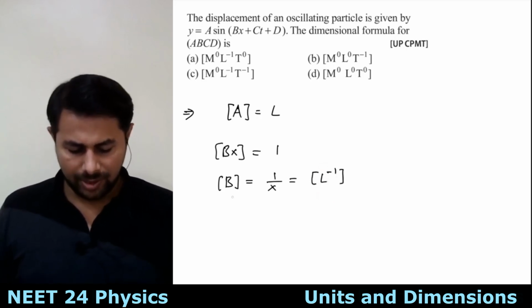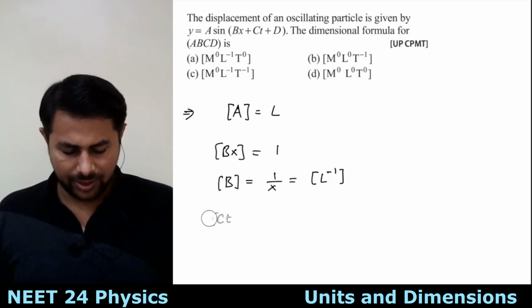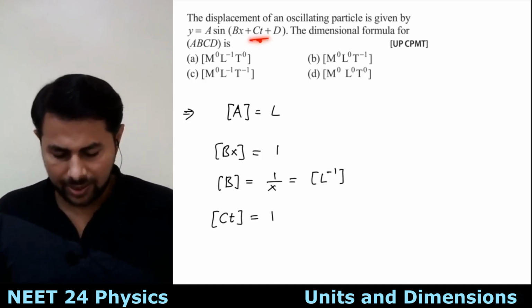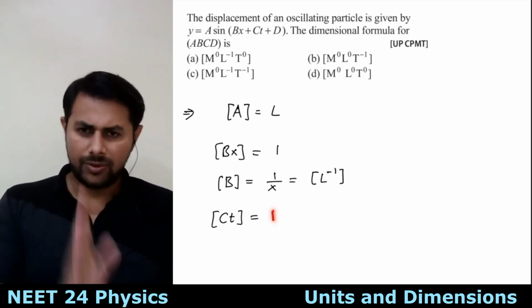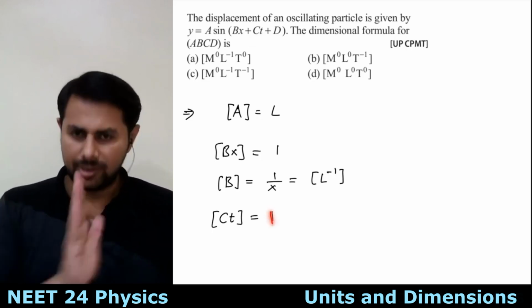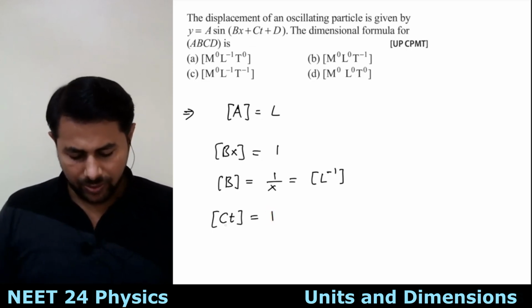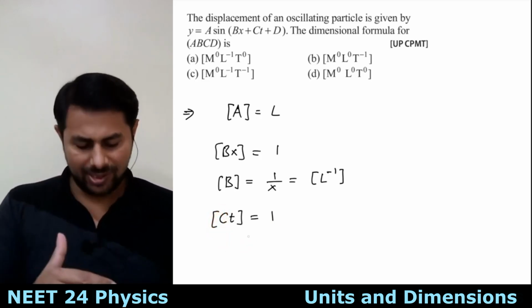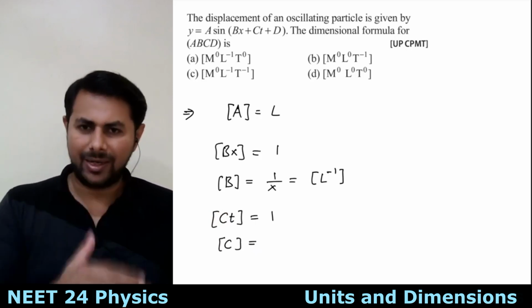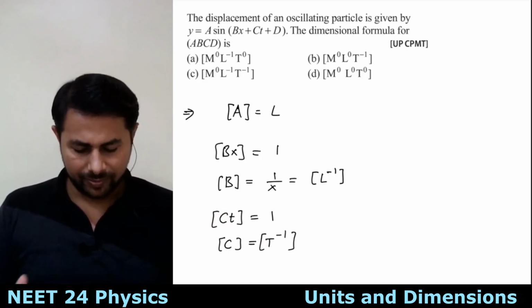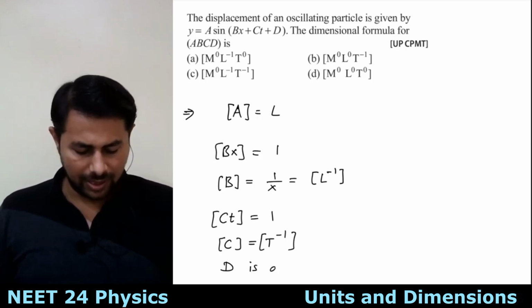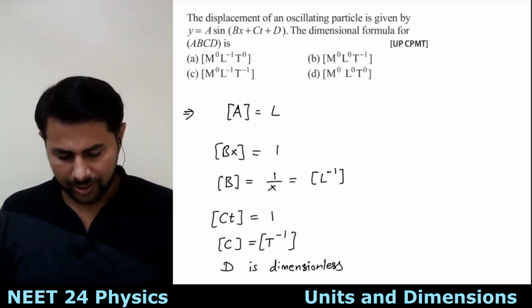Similarly, ct, dimensions of ct are also equal to 1. Okay, because this is an angle, angle doesn't have a dimension, means you can just say it's equal to some number. Okay, means 1. Then you can move the t on other side, so it will be 1 by t. Okay, 1 by t means dimensions of c will be equal to 1 by t, that's T raised to minus 1. And what about d? D is dimensionless. Okay, d is dimensionless, means it's just a number, right? Because it's an angle.